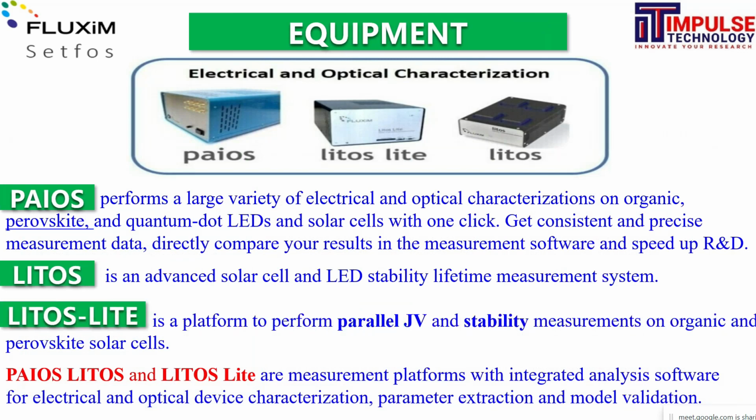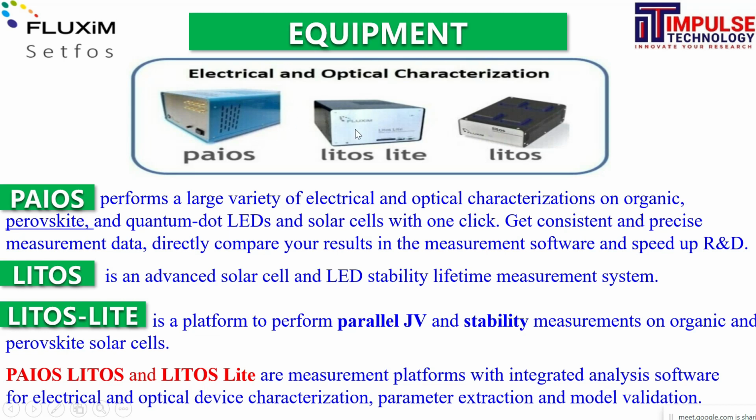Apart from that, we have equipment. So this equipment is basically to characterize the electrical and optical properties. So for PAIOS, LITOS Lite, and there is one more equipment that is called PHILOS. So PAIOS is basically a large variety of electrical and optical characterization equipment for organic, perovskite, quantum dot based OLED and solar cell. And you can get consistent results and precise measurement data, and directly you can improve your results, with measurement software and simulation equipment, and you can speed up your R&D.